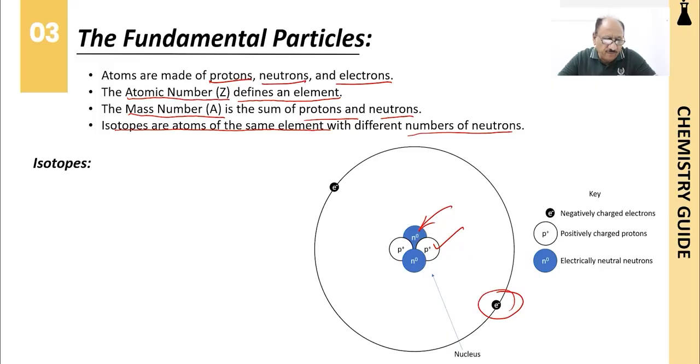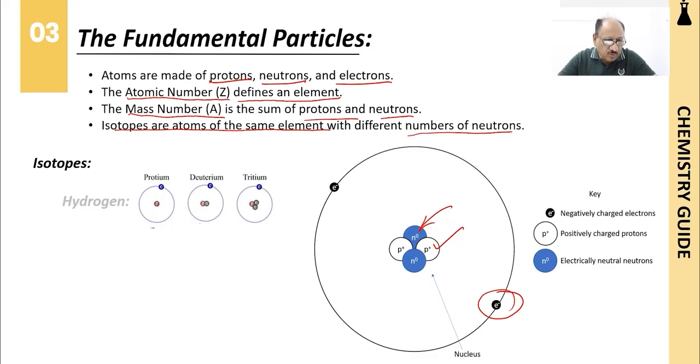A very common example is hydrogen, and we are representing it with 1H1, 1H2, and 1H3, which are protium, deuterium, and tritium. Protium has one proton inside the nucleus, no neutrons, and one electron revolving around the nucleus. Deuterium has one proton, one neutron, and one electron revolving around the nucleus. Similarly, tritium has one proton, two neutrons, and one electron. So in all three isotopes of hydrogen, there is one proton and one electron. The only difference is the number of neutrons. Protium, zero neutrons; deuterium, one neutron; and tritium, two neutrons.